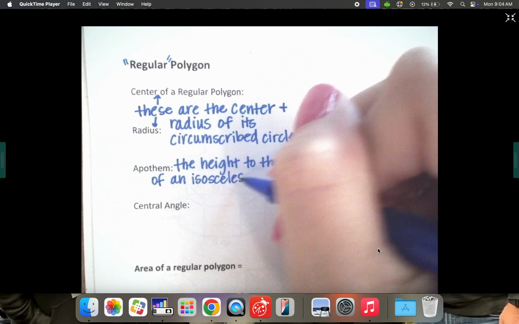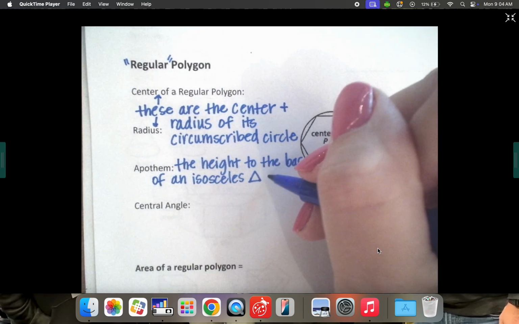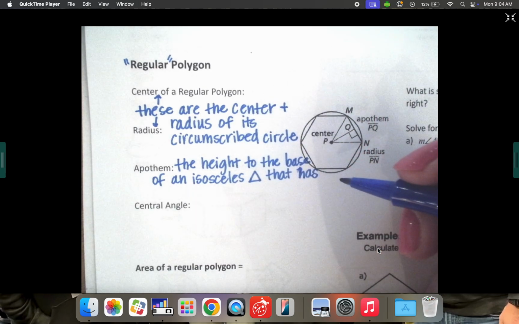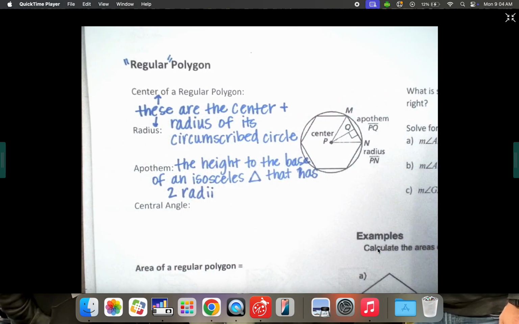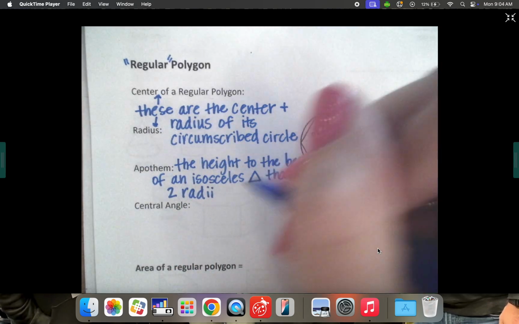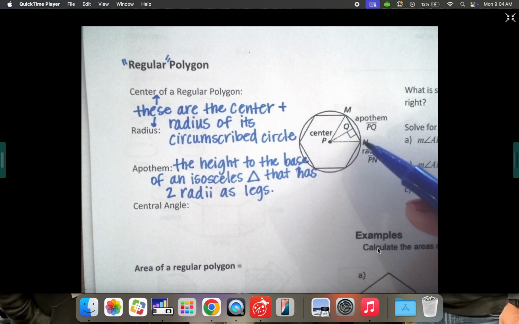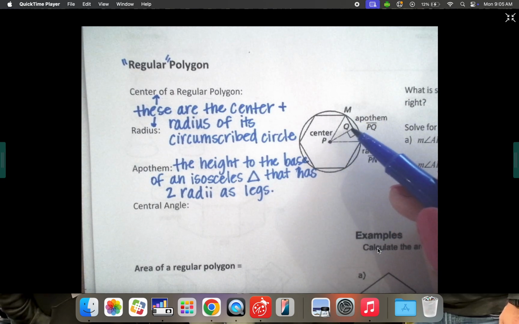And it has to be of an isosceles triangle because the sides obviously are radii that would be the same length. Actually, that's pronounced radii, the plural for radius, as legs. So it would have to have two of its legs as a radius from the center to the corner, and the apothem is the altitude between those in an isosceles triangle.